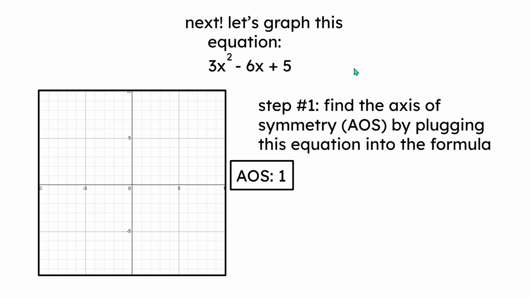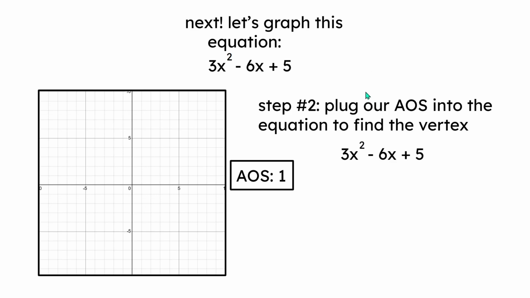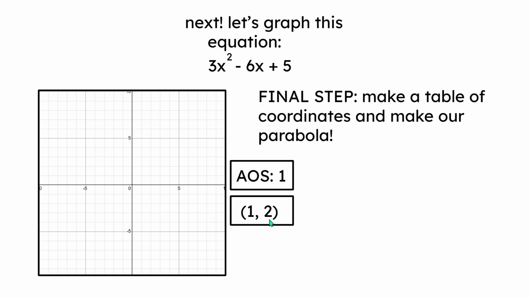Now let's plug it into the equation. 3x squared minus 6x plus 5. Plug in 1. 3 times 1 squared minus 6 times 1 plus 5 gives us 3 minus 6 plus 5, which is 2. So our vertex is 1, 2.